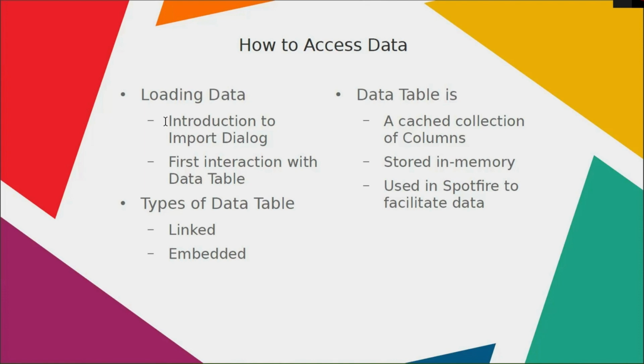And what exactly we call a data table in the end is a cached collection of columns. It means we are pulling the columns as a collection and caching them into the server, stored in memory. In memory means it is getting stored in the RAM of the machine running the analysis, to be used in Spotfire to facilitate data. When we use data from a source, we are going to create a data table with the help of the data available to us.